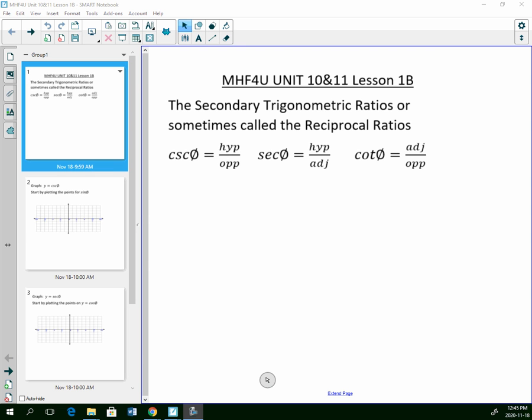So the reciprocal ratios, or sometimes they're called the secondary trig ratios, are the reciprocal ratios of sine, cosine, and tan.